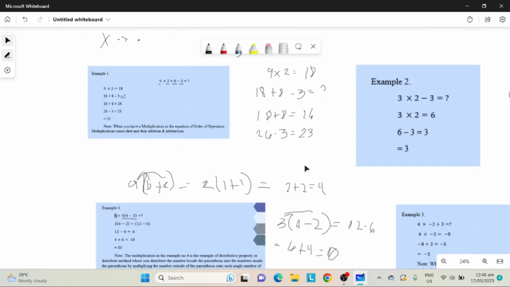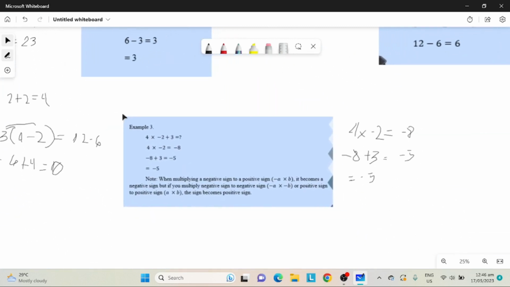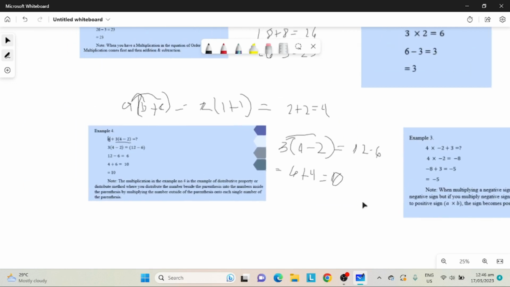Always take note, multiplication comes first before the addition and subtraction. Then, multiplying a negative sign into a positive sign, it becomes a negative sign. But if you multiply negative to negative or positive to positive, you will get a positive sign. And then for example number 4, note that if the number has a parenthesis beside it, it is what we call the distributive property, where we multiply the outside number into the numbers inside the parentheses. And that's all.